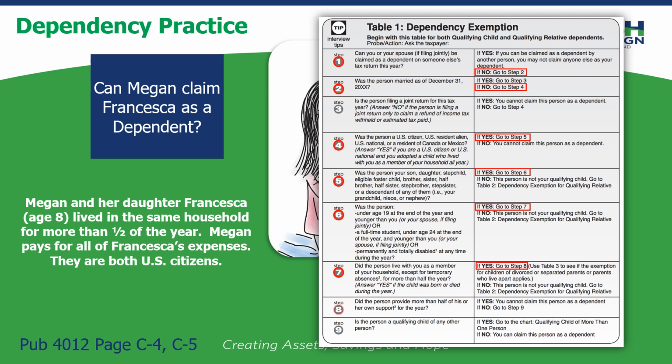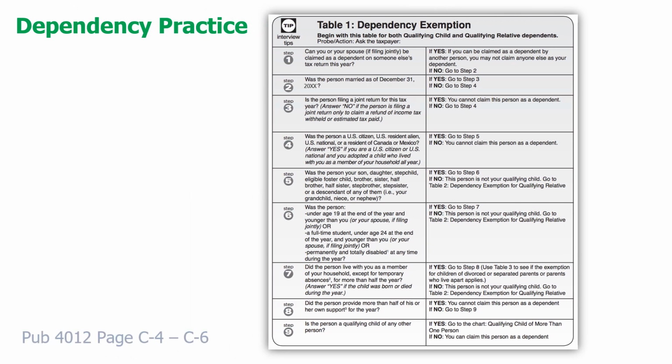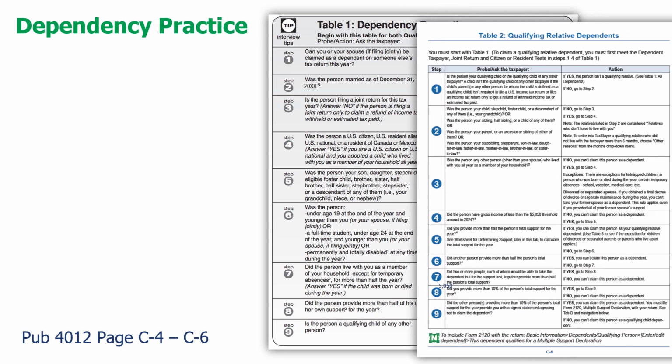And we can move on to step 8. Did the person provide more than half of his or her own support for the year? Megan paid all the expenses, so the answer there is no. Francesca did not provide more than half of her own support. Next, we move on to step 9. Is the person a qualifying child of any other person? Let's assume that's not the case here, so we can select no. So Megan can claim Francesca as her qualifying child. We will practice more scenarios during training. This wraps up this module on determining dependency.